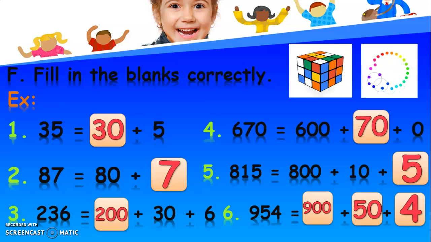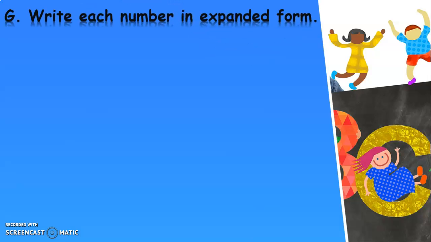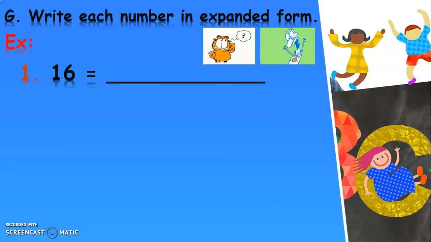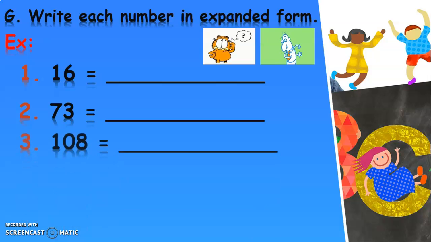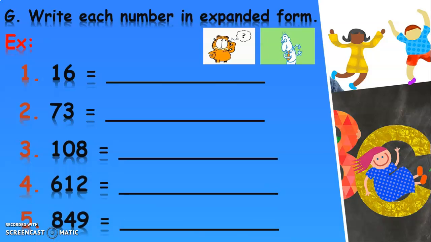Now let's try to see what should come next. We have for letter G, you have to write each number in expanded form. You have 16 equals, try to remember how we write numbers in expanded form. Find the answer for number 1, and then think of the answer for number 2, for number 3, for number 4, and then for number 5. If you are ready, we can now see the correct answers.